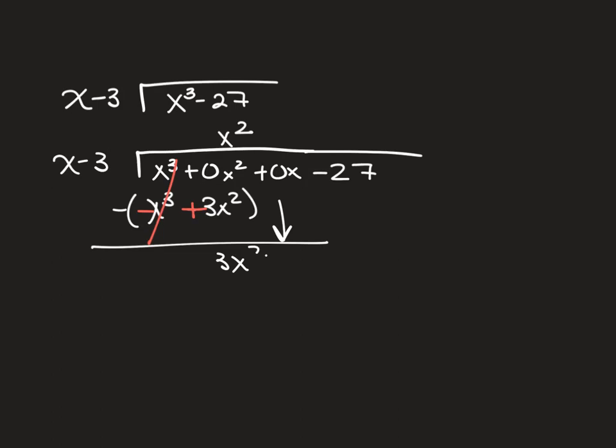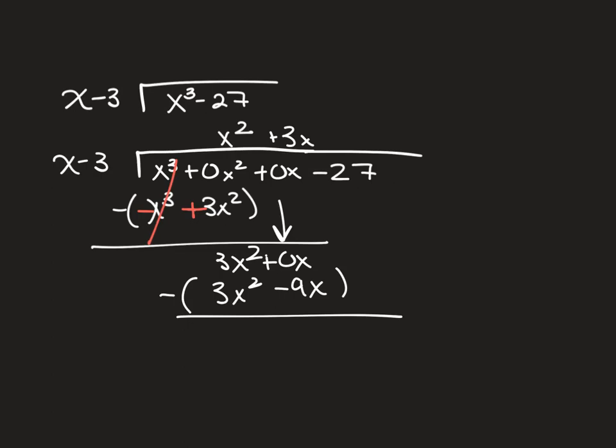Drop down your 0x. To make x look like 3x squared, you multiply by a 3x. 3x times x is a 3x squared. 3x times negative 3 makes a negative 9x. Subtract the entire thing. This becomes a negative and a positive. 3x squared minus 3x squared cancels off. 0x plus 9x is 9x, and then you drop down your negative 27.